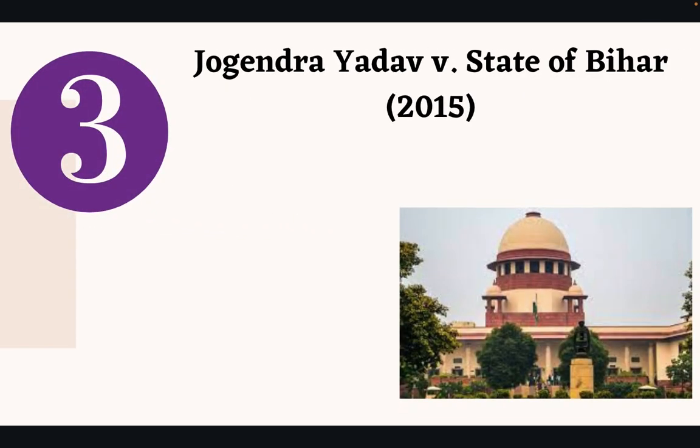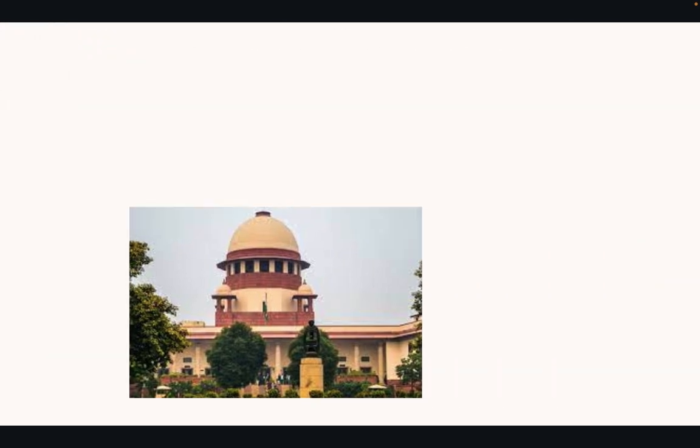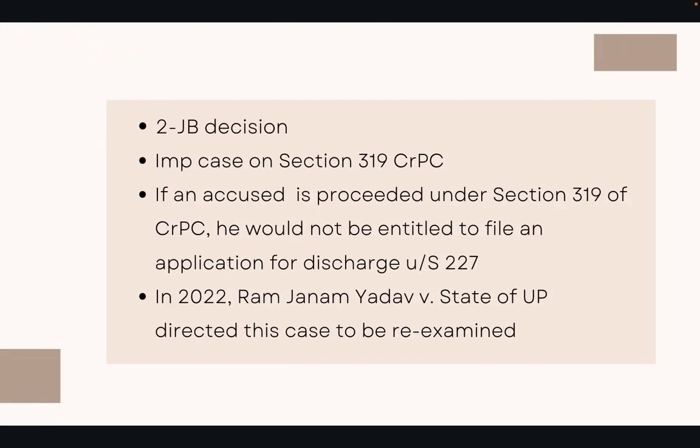Coming to the third case, we have the judgment of Jogendra Yadav versus State of Bihar. This is a 2015 two-judge bench decision. This case is important under section 319 of CrPC. This case has become important for you guys because last year in 2022, in a judgment of the Supreme Court, that is the case of Ram Janam Yadav versus State of UP, the Supreme Court has directed the Jogendra Yadav case to be re-examined.